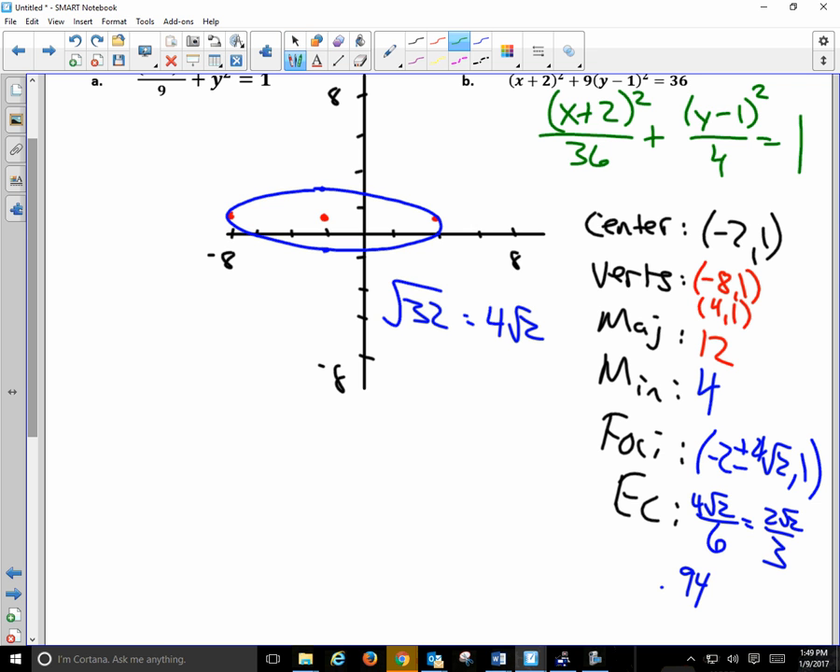Those focal points are hard to read. I'll write them again over here: negative 2 plus or minus 4 roots of 2, and the y value is 1. Sorry about my messy handwriting. Trying to prepare them for college. So, okay, go to work.